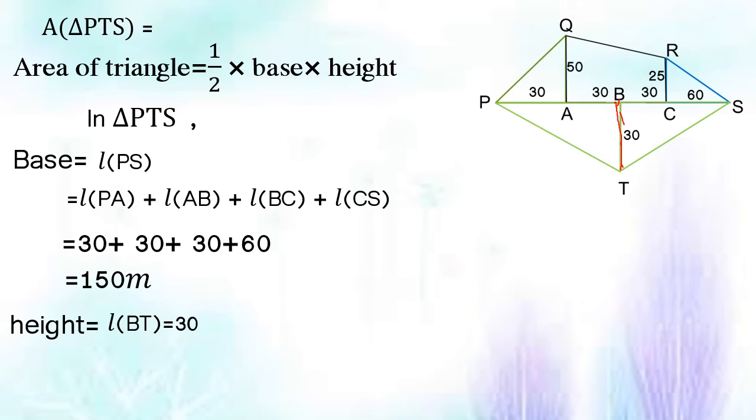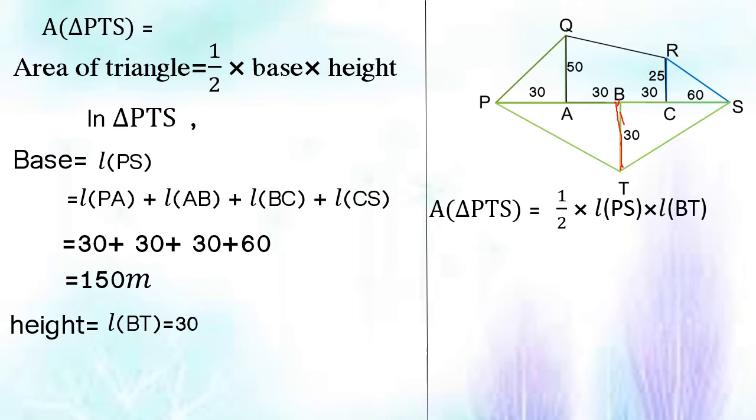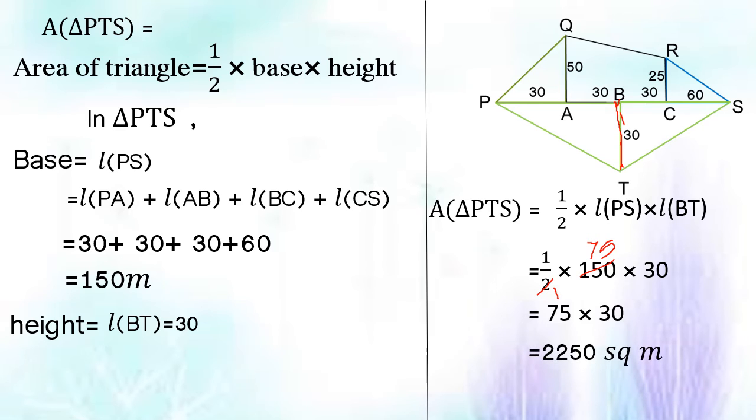Now using this formula, area of triangle equal to half into base into height, we can find the area of triangle PTS. So area of triangle PTS equal to half into base, that is PS, into height BT. Putting the values, half into 150 into 30. Cancelling, 2 ones are 2, 2 sevens are 14, 2 fives are 10. So that will be equal to 75 into 30, which will be equal to 2250 square meter. So this is the area of triangle PTS.